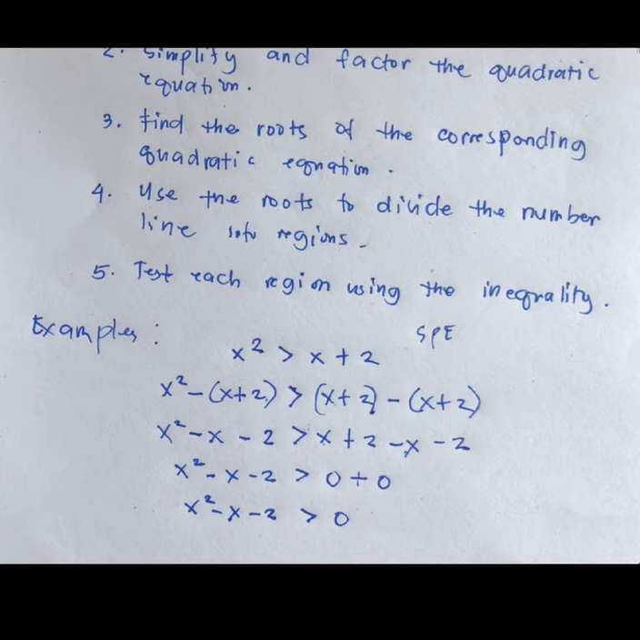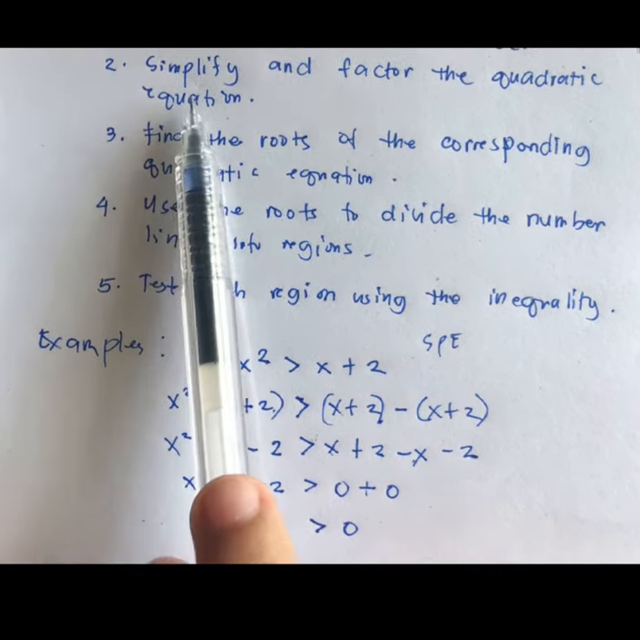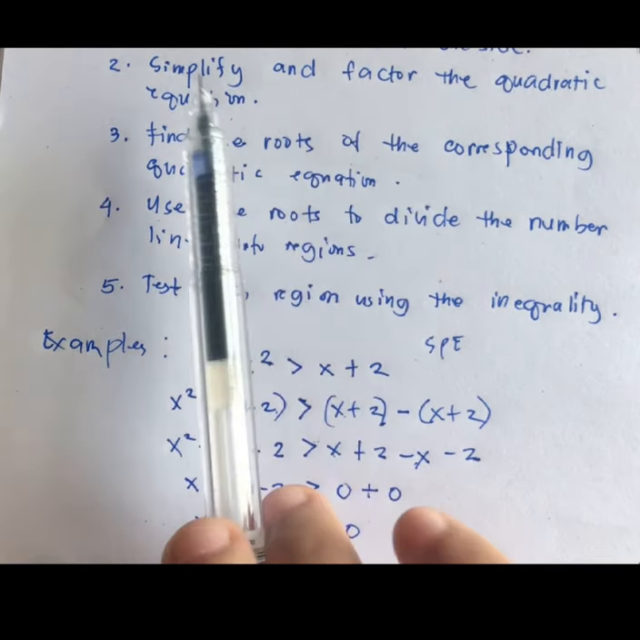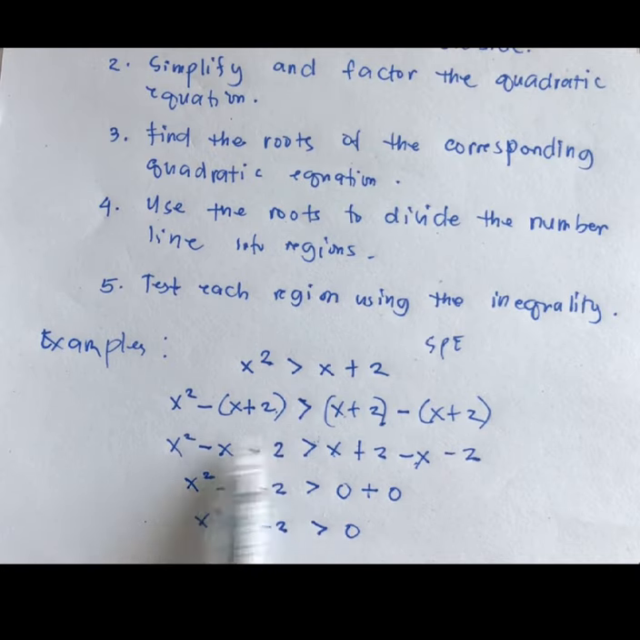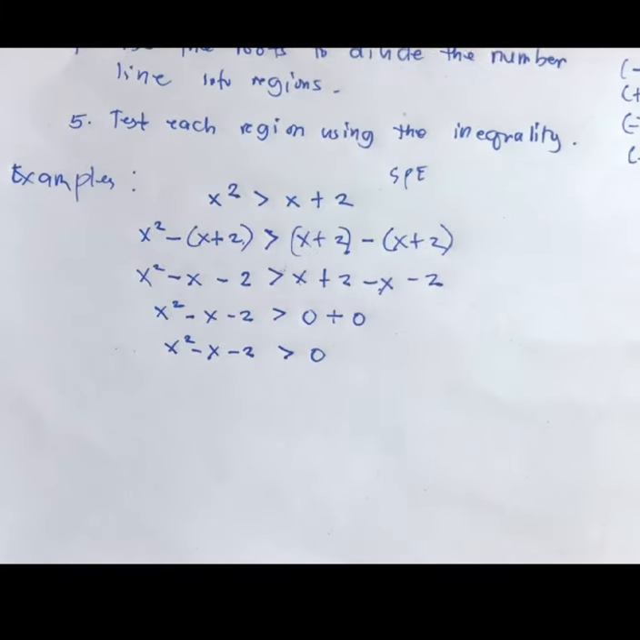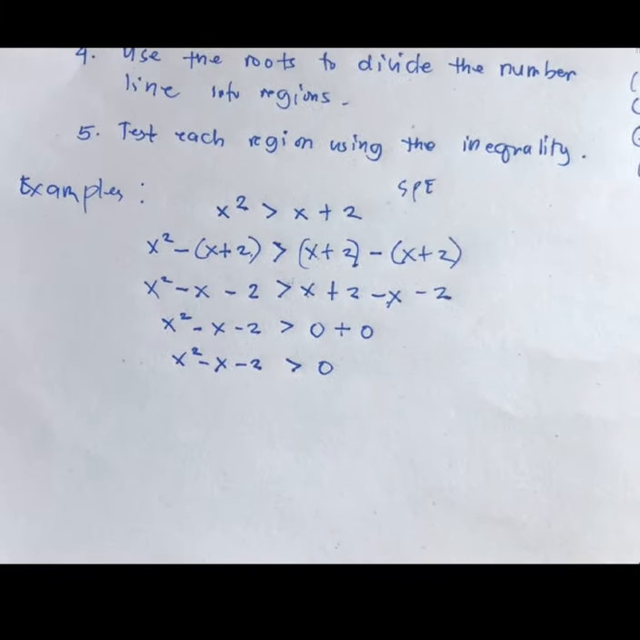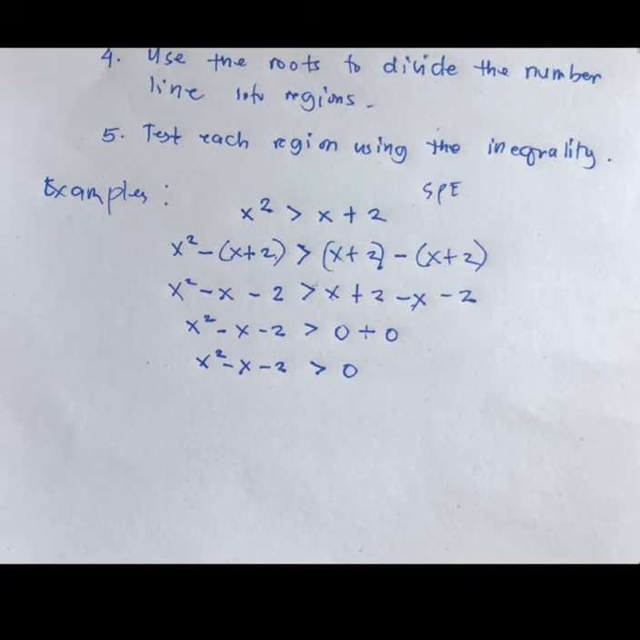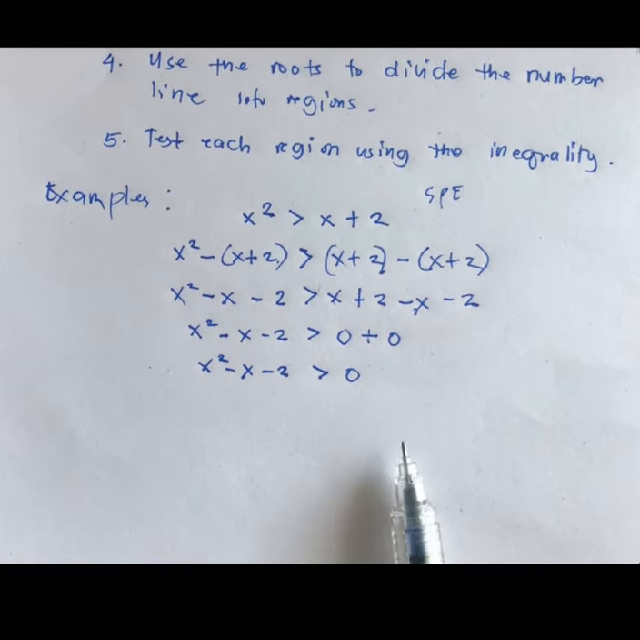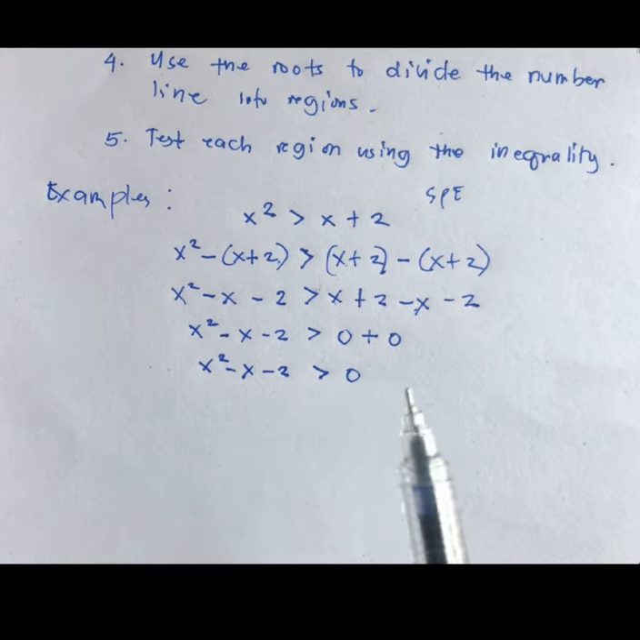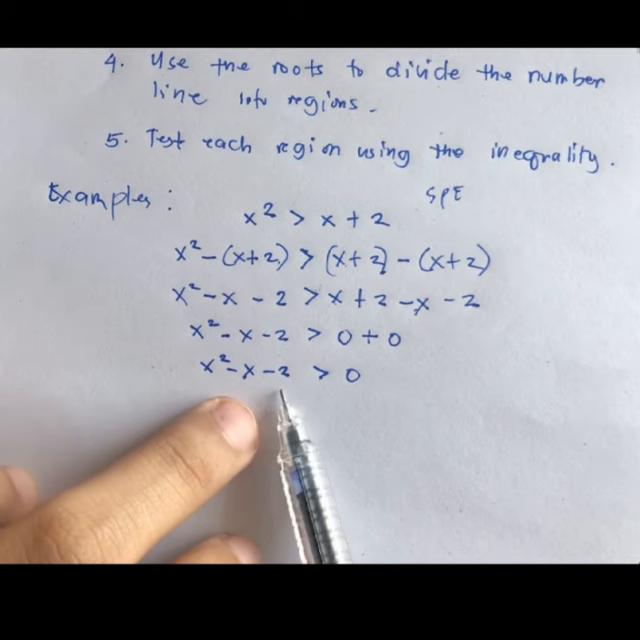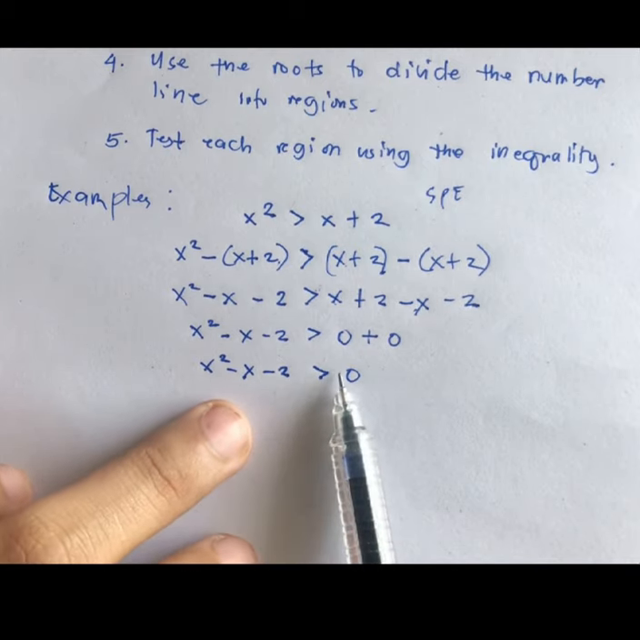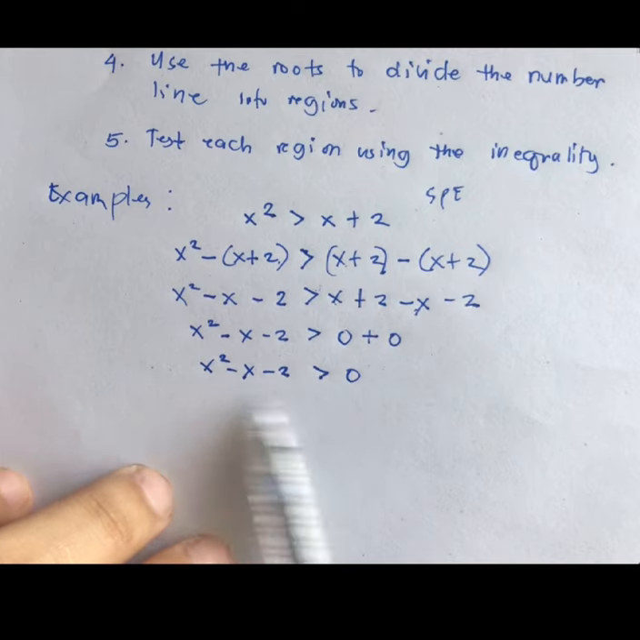Next, we have to move on to step number 2, or to simplify and factor the quadratic equation. So how do we simplify this quadratic equation? Okay, let me move it. So, in simplifying this quadratic equation, tapos naman na-simplify na nato, i-factor na lang nato. Okay, so unsay factor ng x squared minus x minus 2? What are the factors of this expression?